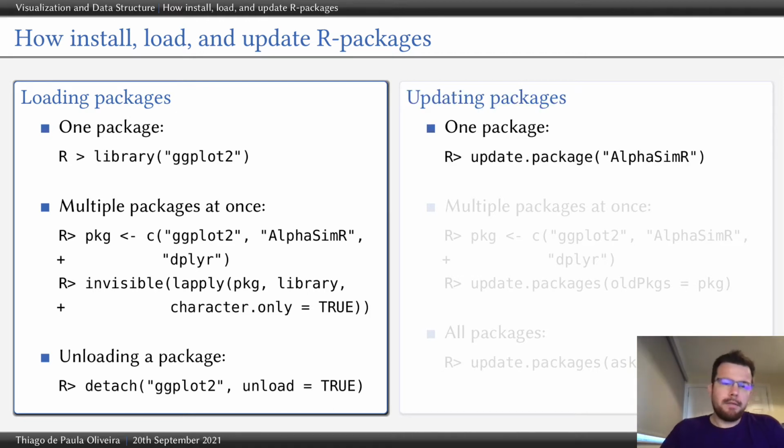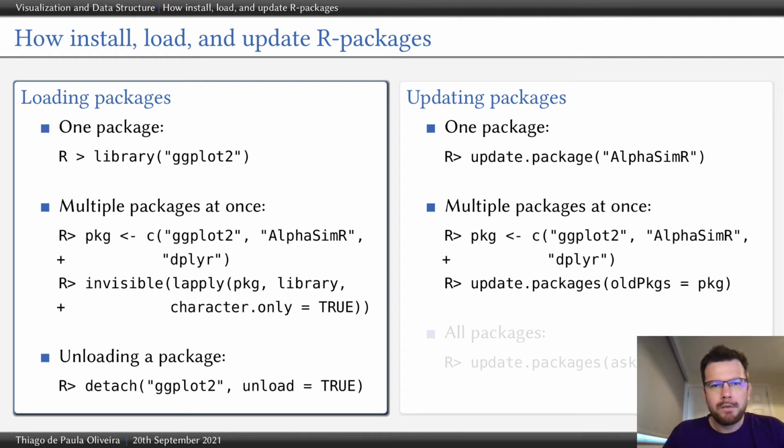There are some ways to update packages. In this particular case, I'm showing how to update packages in R, and for that I'm using the update.packages function. It's straightforward. Here we can apply the same logic as before. To update multiple packages at once, we can store the names of the packages in a vector of characters. And then we can use this vector in the update.packages function using the argument oldPkgs equal to pkg.